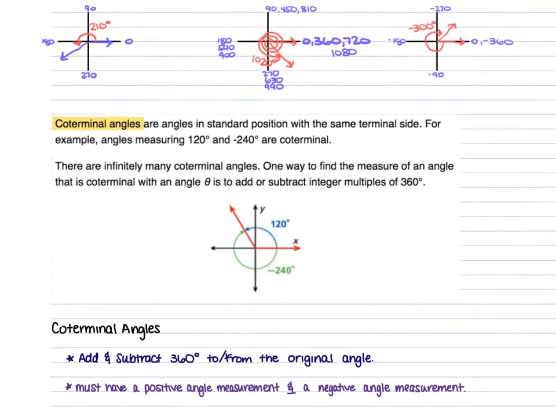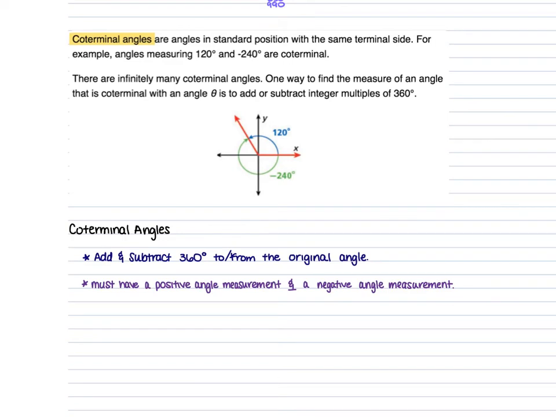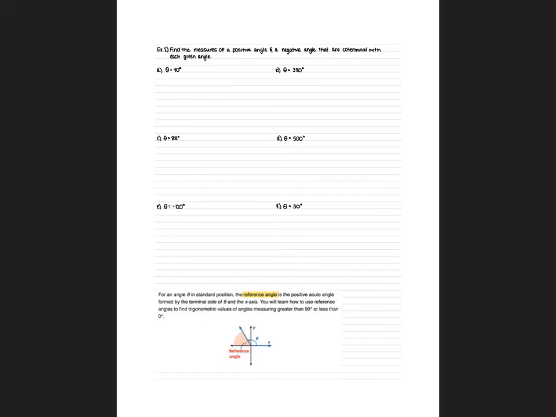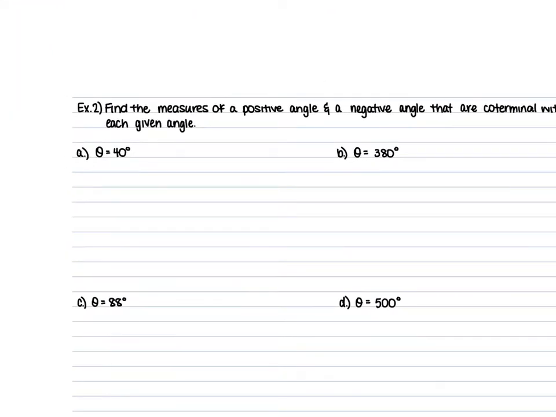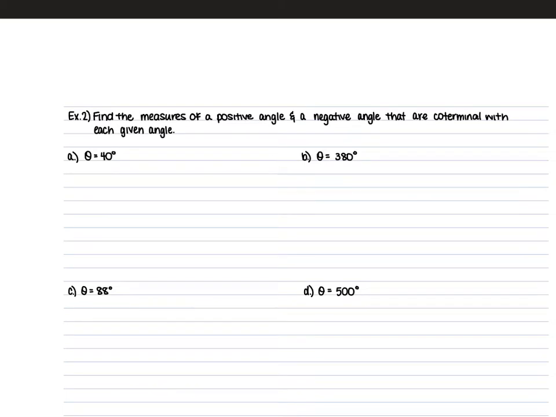Coterminal angles are angles in standard position with the same terminal side. For example, angle measurements 120 and negative 240 are coterminal. In order to get your coterminal angles, add and subtract 360 to or from the original angle. You must have a positive angle and a negative angle. So if we look at our first example, we're finding the measures of a positive angle and a negative angle that are coterminal with each given angle.